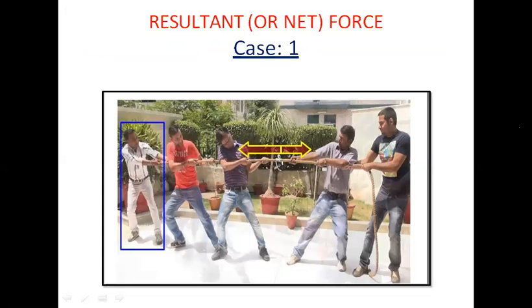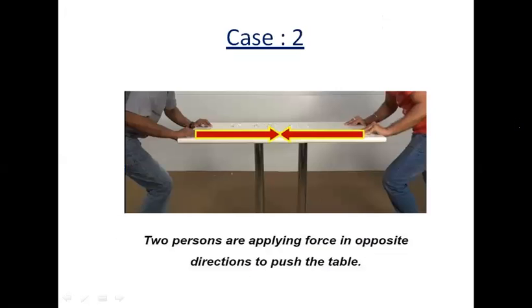This is case 1 in which a tug of war event is happening, and you can see on the right side only 2 persons are pulling a rope, while on the left side 3 persons are pulling the same rope. So you can see the magnitude of force on the left side is more as compared to the right side. So the movement will be towards the left side.